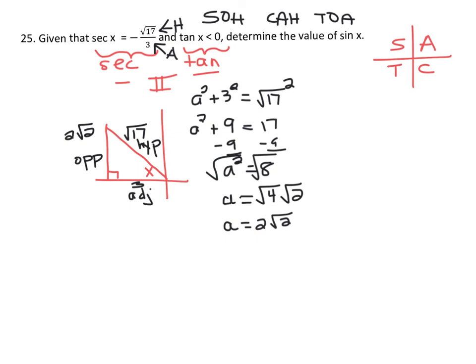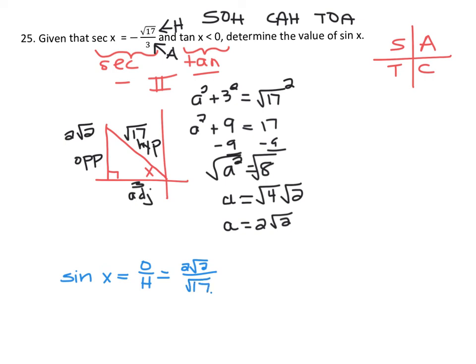All right, so what do they want us to find here? They want us to find sine of x. All right, so I'll do that down here. Sine of x equals, all right, let's think about the sine. Since we're in the second quadrant, sine is positive. So it's going to be positive, and then sine is equal to opposite over hypotenuse. So positive opposite over hypotenuse. All right, well, since the opposite is equal to 2 radical 2, and the hypotenuse is equal to radical 17, we can rewrite it like this.